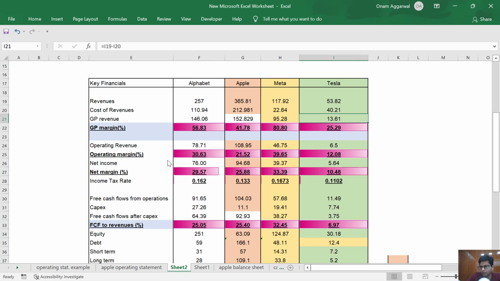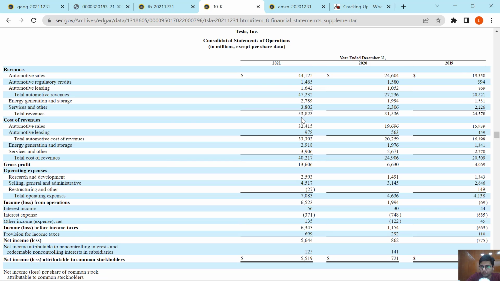And finally, we come to one of the most overhyped companies on earth right now. That is Tesla, of course. So Tesla's revenue is $53 billion, very small compared to our other FANG stocks. The cost of revenues is just above $40 billion. That gives a gross profit of $13.6 billion. Our operating expenses are $7.8 billion. Our income from operations, that is operating income, is around $6.5 billion.